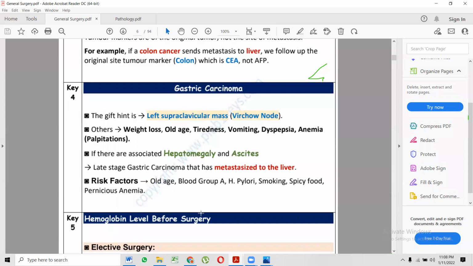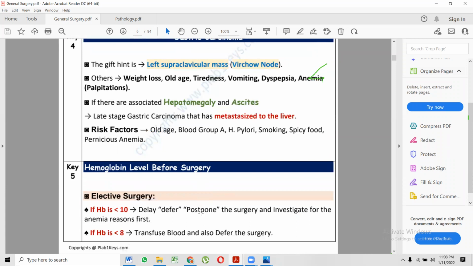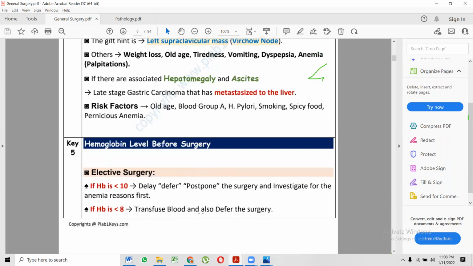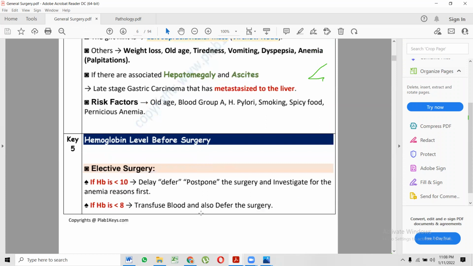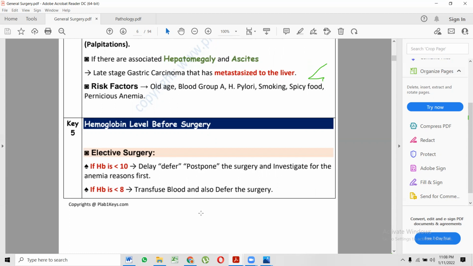Now, hemoglobin level before surgery. There was a question on this topic in the November PLAB 1. So, what will you do if a person has anemia in case of elective surgery? When will you defer or postpone the surgery? If the Hb is less than 10 in case of elective surgery, then you will postpone the surgery and investigate for the anemia reason. But if Hb is less than 8, then it's an indication for blood transfusion. So you will transfuse blood and defer the surgery.